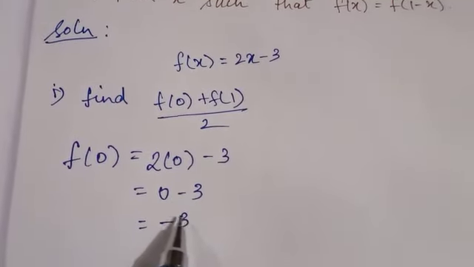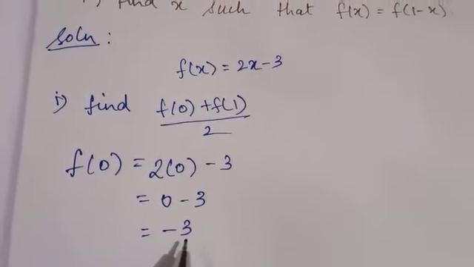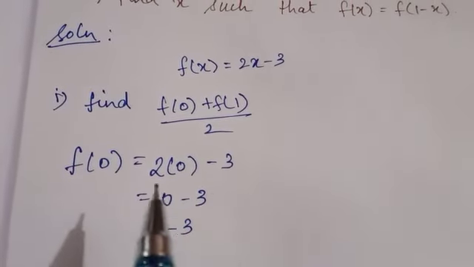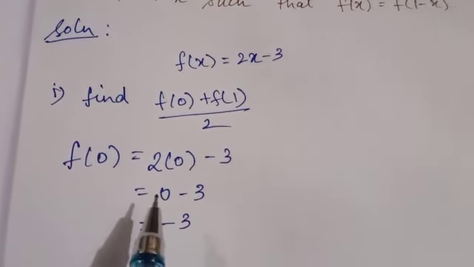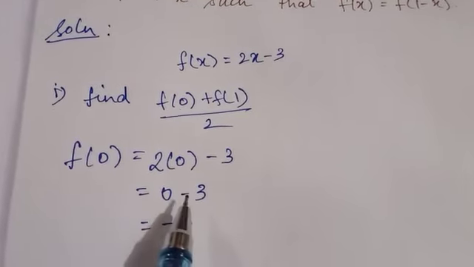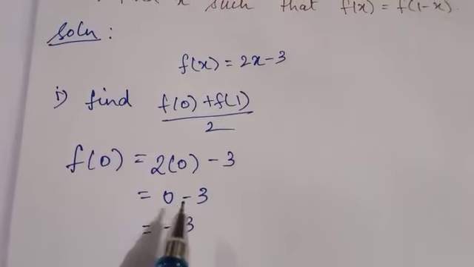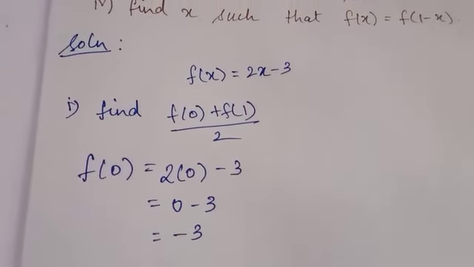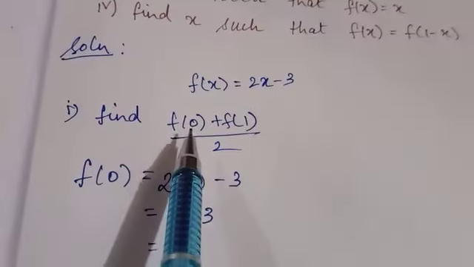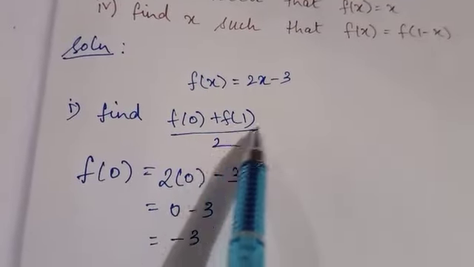So after subtracting we have to check for the greater number sign. So here the greater number sign is minus. So I'm writing minus here. So now we have found f of 0. Next we are going to find f of 1.